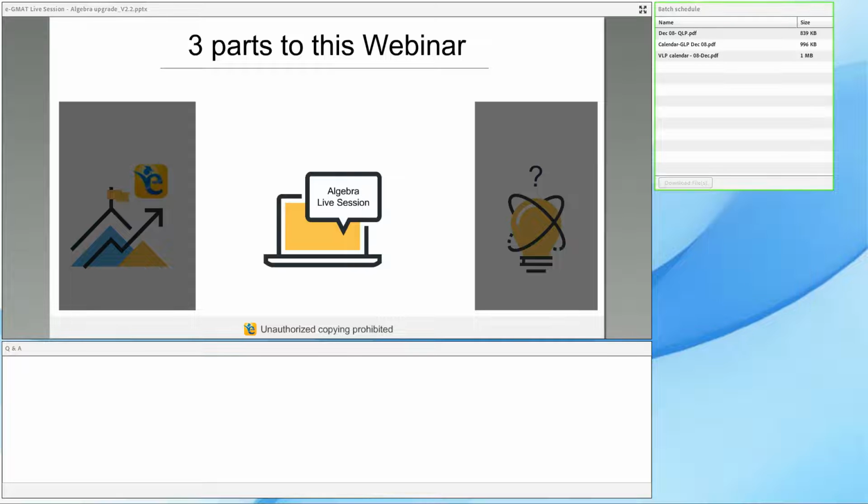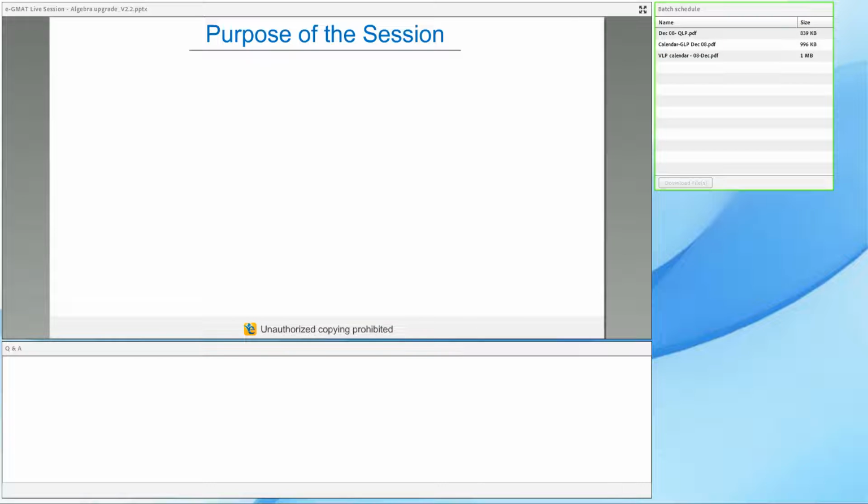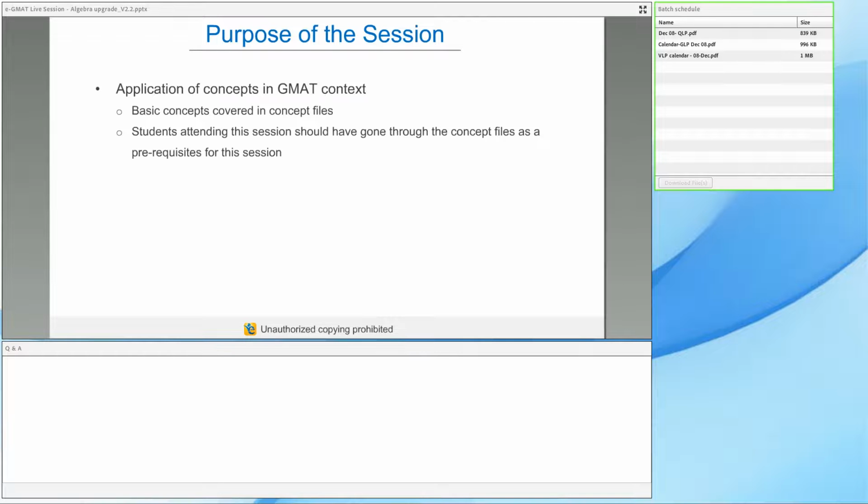So let's get started. Once again, welcome to the second part of the algebra live session. Before starting off with this session, let me tell you the purpose of this session. The first thing that we're going to do is discuss the application of the concepts that you are going to study in algebra, like inequalities and absolute value. We're going to see the application of those concepts. I hope that you have gone through the concept file that was shared with you when you registered for this session, because that is the basic expectation that we have with you, that you know those concepts.